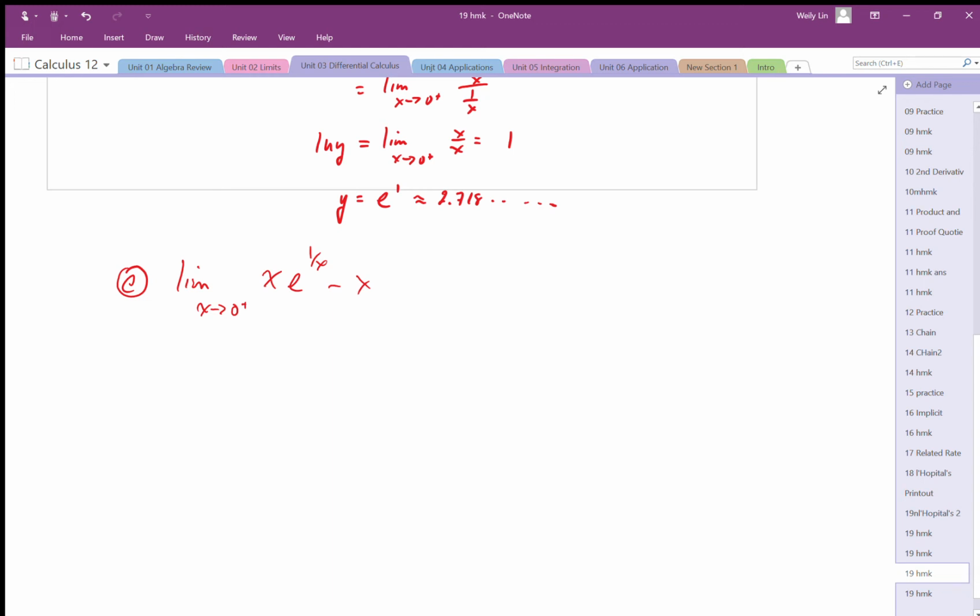Okay, so this is different limits and intermediate form homework number 19. I'm going to go over question number E, letters E and F.